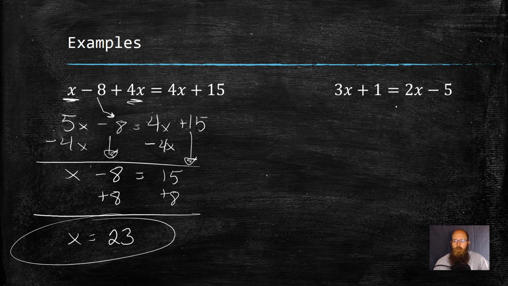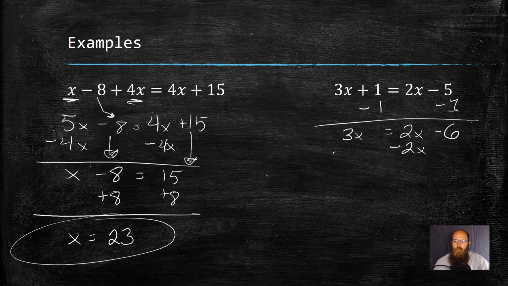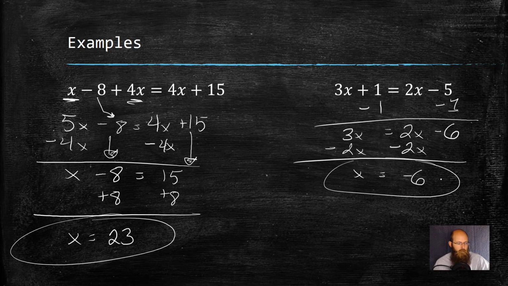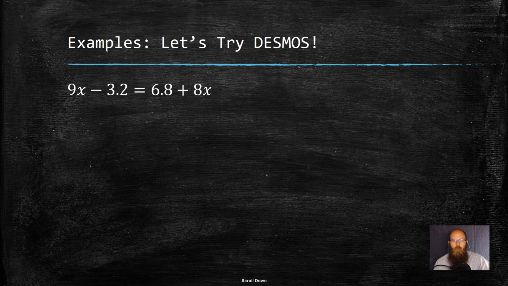Now I'm up here on the top right. Let's do my other numbers first. So I have 3 x's on the left, 2 x's on the right. So I'm going to subtract my 2 over. So I have 3x equals 2x minus 6. And I'm going to subtract 2x, subtract 2x. So now x equals negative 6. Not too bad either. And off we go.